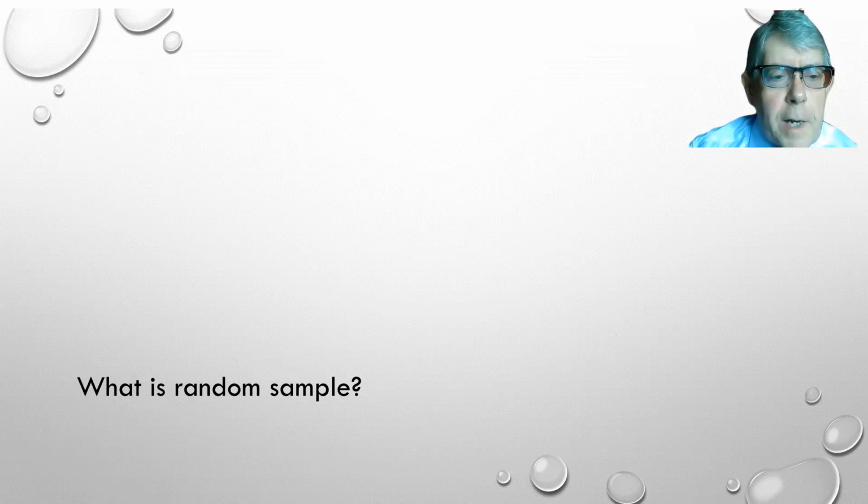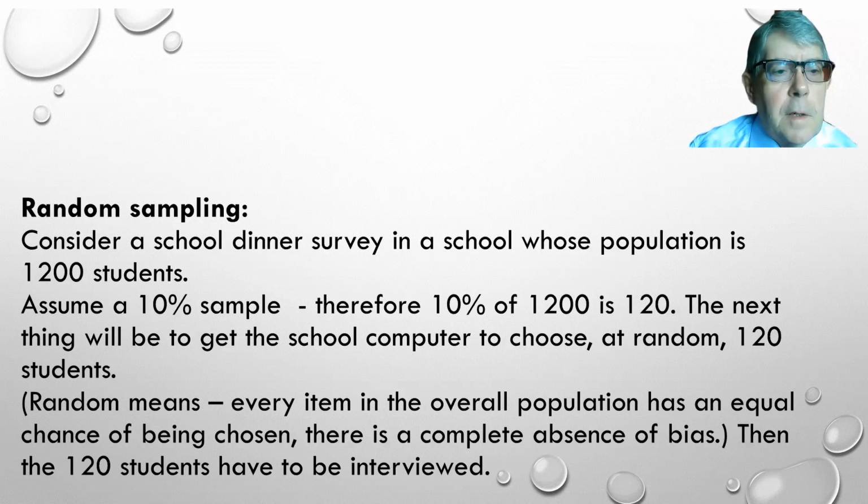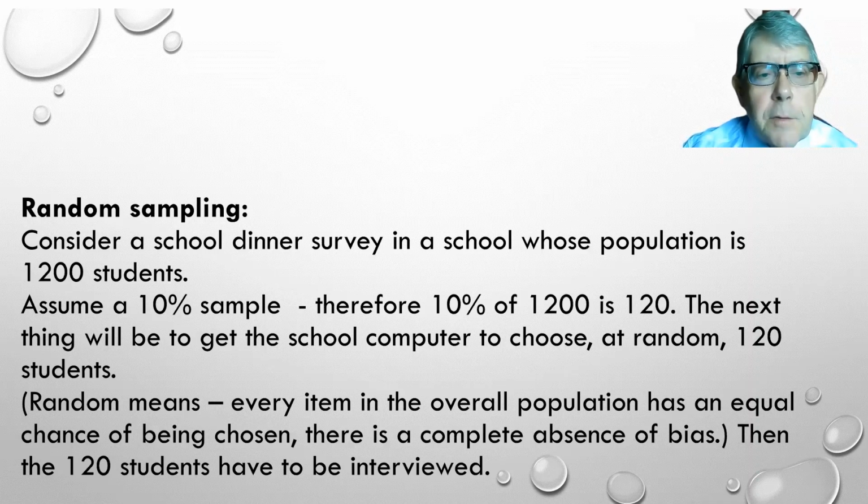What is a random sample? Random sampling. Consider a school dinner survey in a school whose population is 1,200 students. Assume a 10% sample, therefore 10% of 1,200 is 120. The next thing will be to get the school computer to choose at random 120 students.